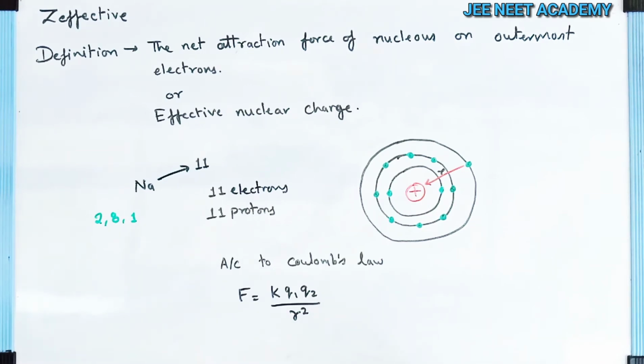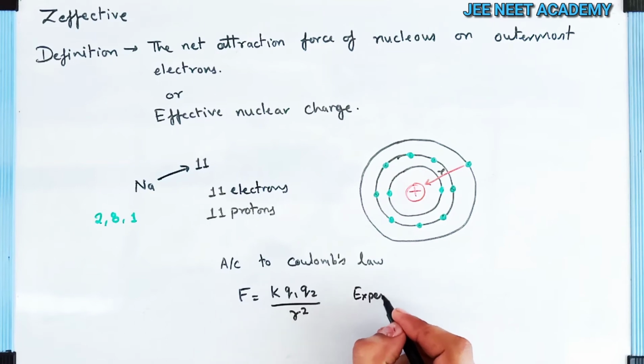Experimentally, it has been found that the force between the nucleus and the outermost electron is less than the calculated one. What we calculate with this formula is more than the actual force of attraction, or you can say the actual force of attraction is less than the calculated force of attraction.